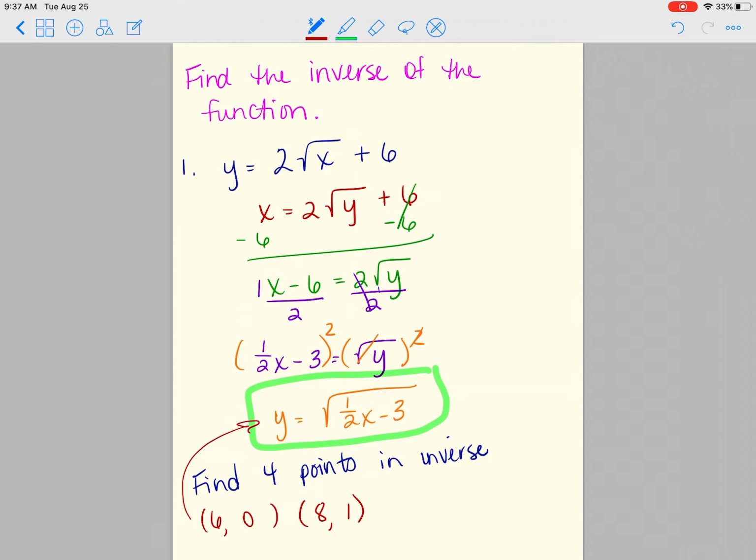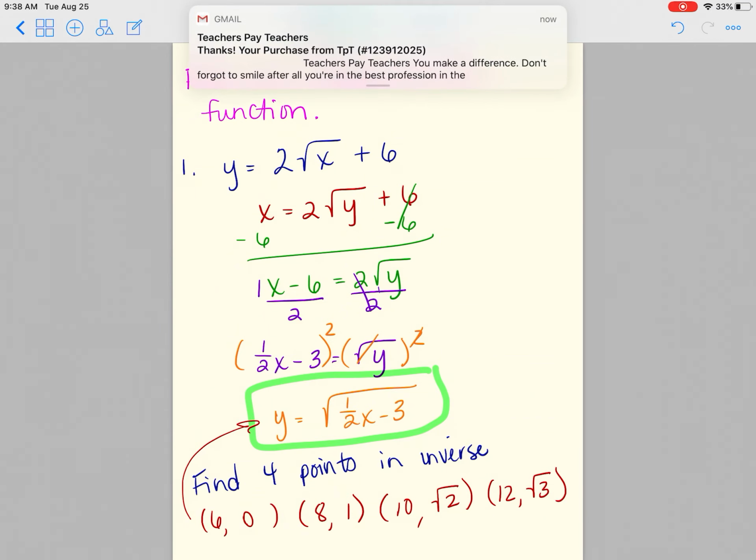There's another number. Okay, and I'm just going to keep going. I can use 10. Half of 10 is 5. 5 minus 3 is 2. The square root of 2 is just the square root of 2. And then I'm going to do another one. Let's do, say, 12. Half of 12 is 6. 6 minus 3 is 3. The square root of 3 is just the square root of 3.